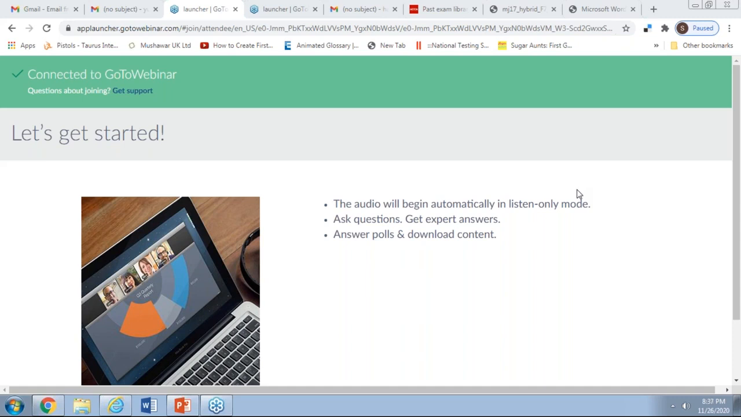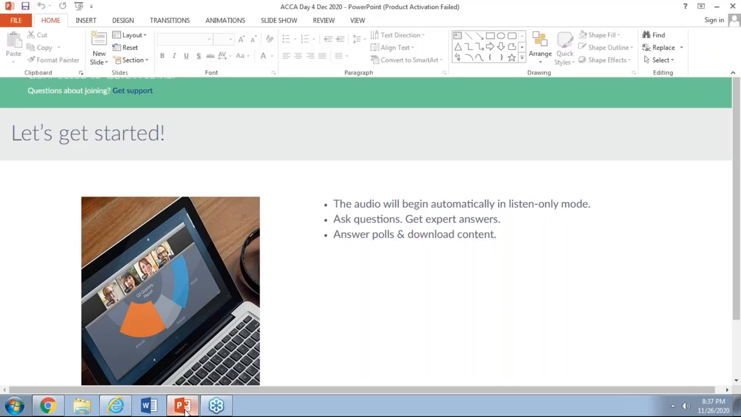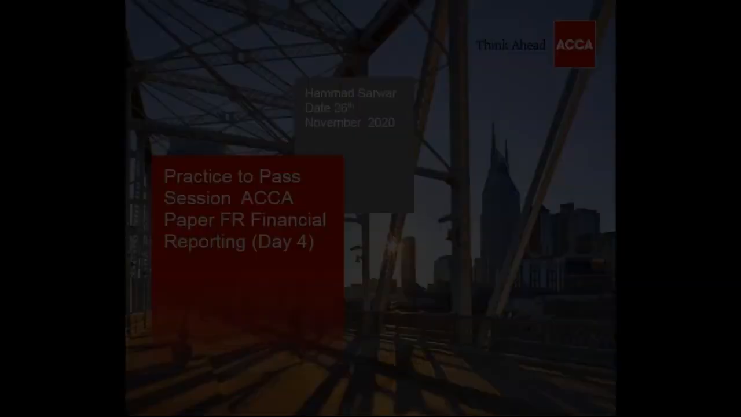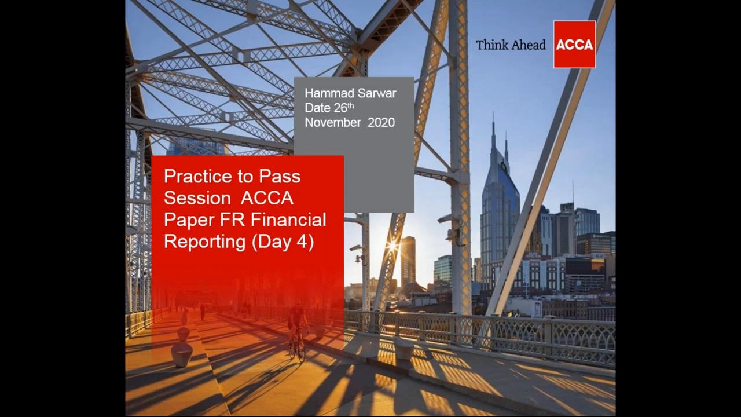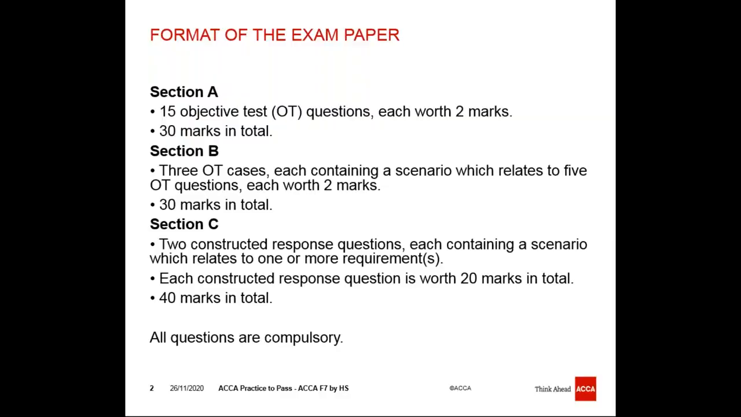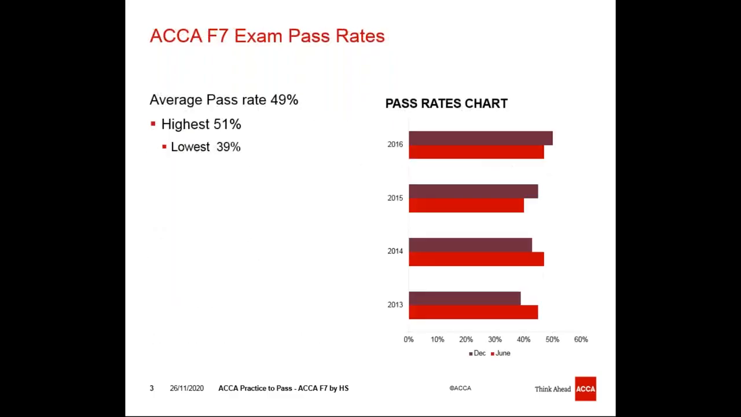So let's start with the first slide. We're going to start the session from the basics. Here are my slides. So day 4, 26 November 2020. Format of the exam, sections A, B, and C. We've already discussed this in day 1 and day 2. This is the most important slide that tells us about the passing ratio of this paper.